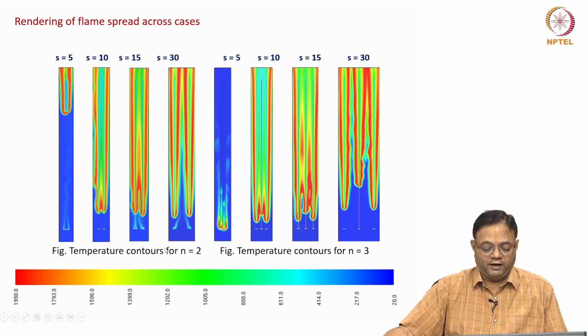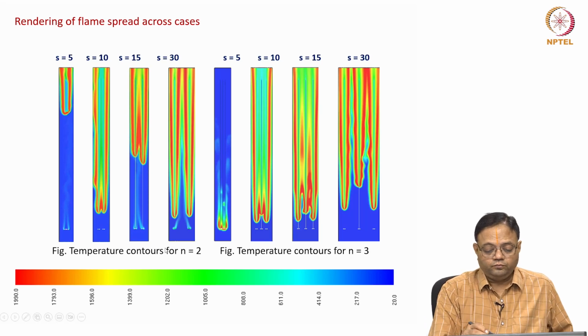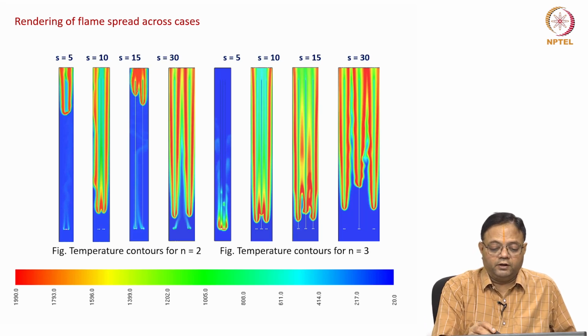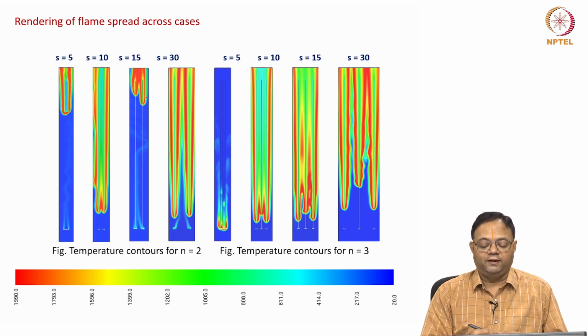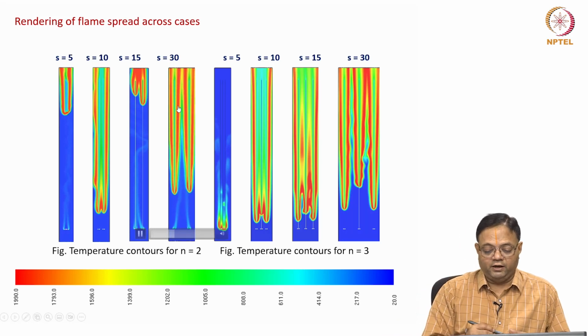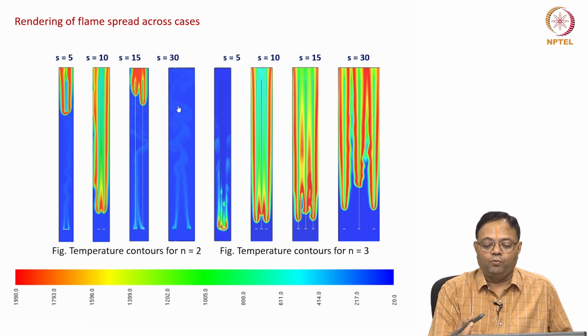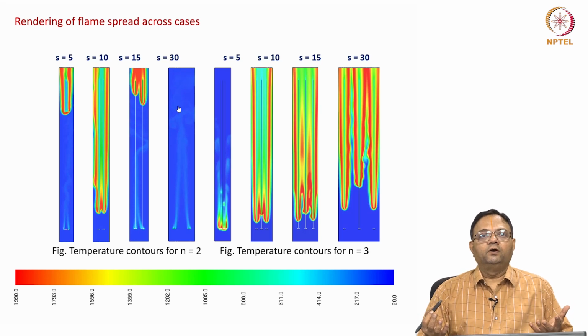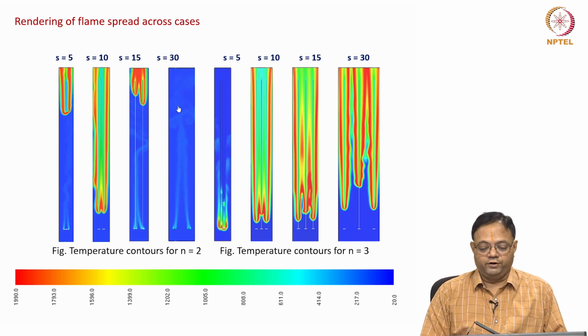Going to the third case, you can see that again a merged flame is seen, but there is some lag between these two sheets, that is, the left is seen to propagate at a slightly faster rate than the right. When you increase the separation distance to 30, you can see that the flames are almost individually burning in the two sheets.